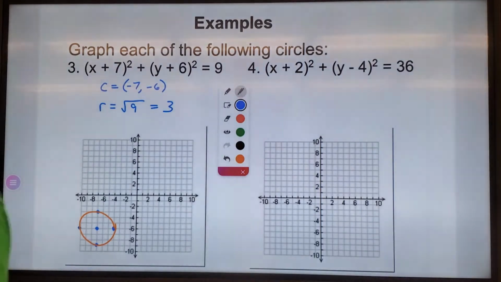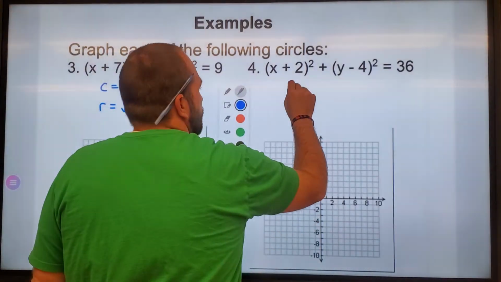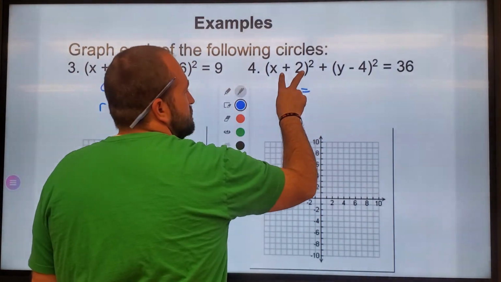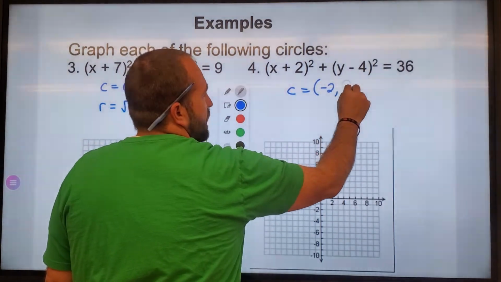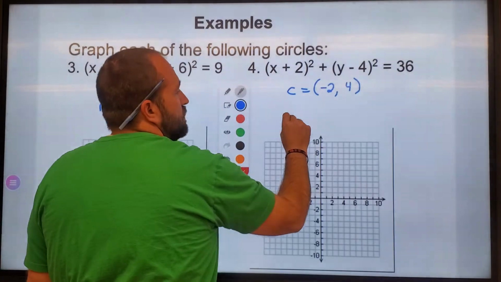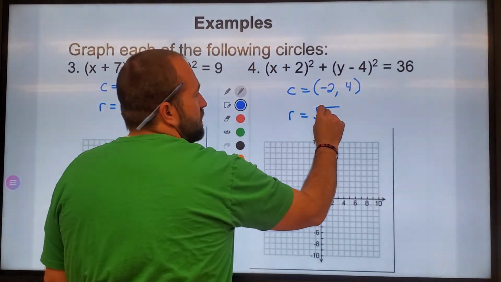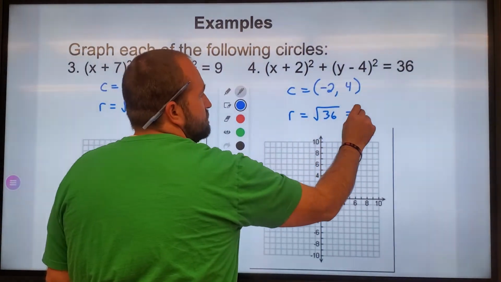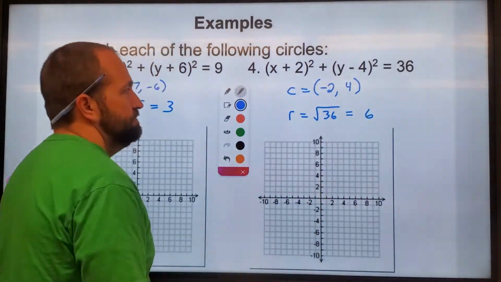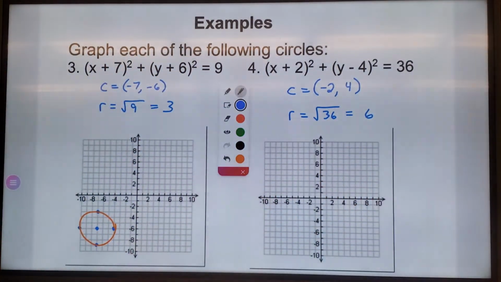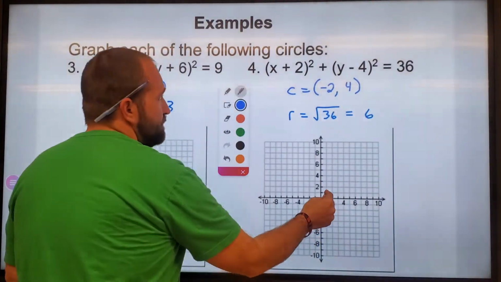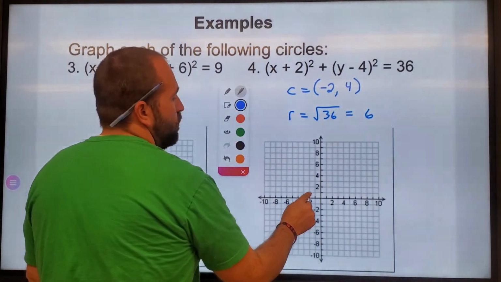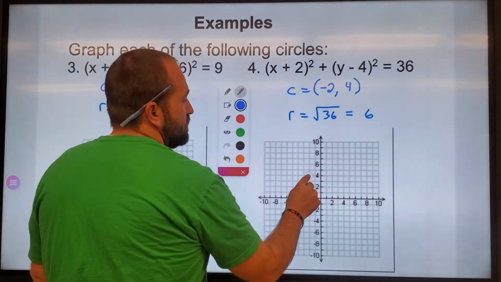Number 4 there, the center is, again, opposite. So that'd be negative 2. Opposite of negative 4 is positive 4 now. The radius, again, is the square root of the number that's on the right-hand side, which is 6. Okay, so again here we go right or left first. So I go left 2, and then up 4, because it's positive 4. So I have a dot here.